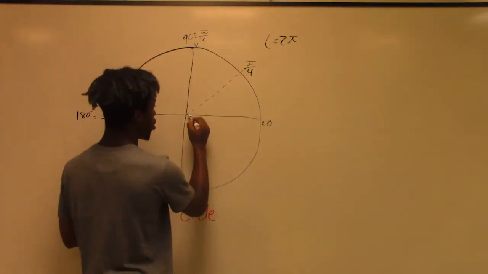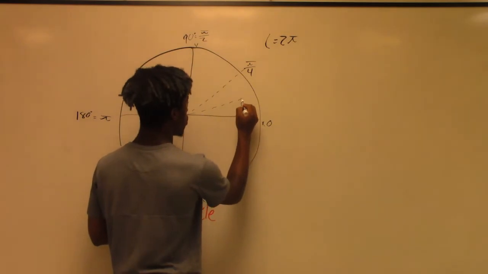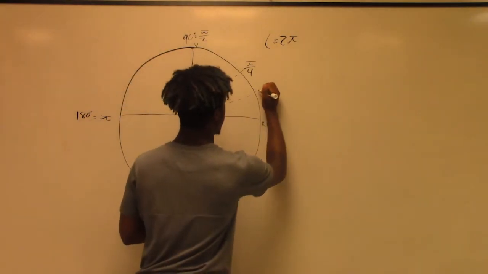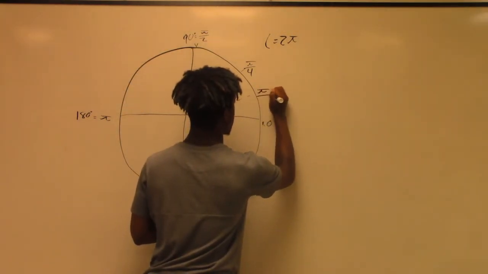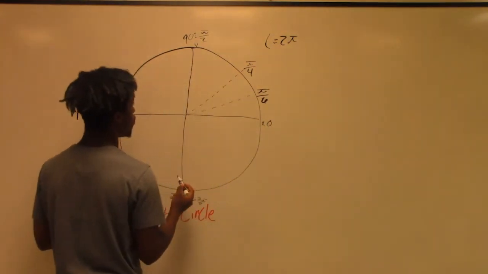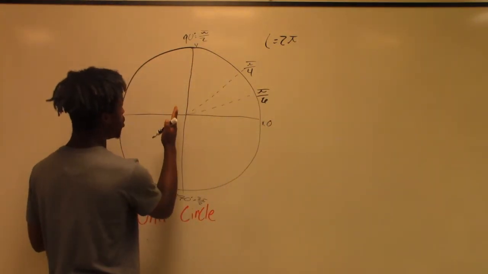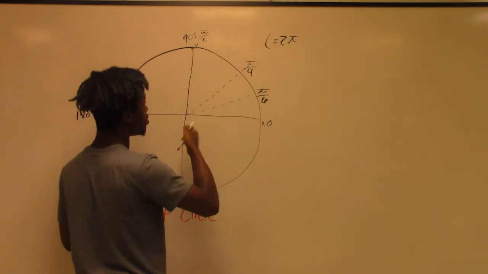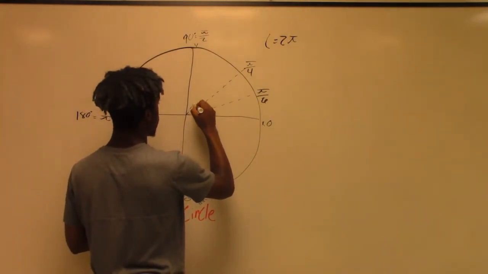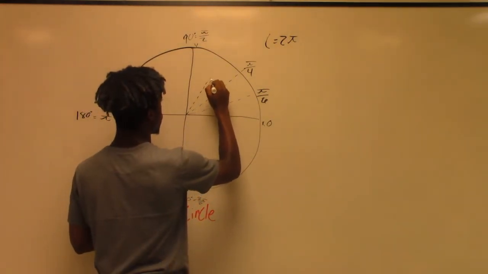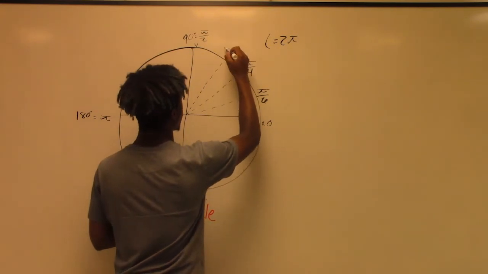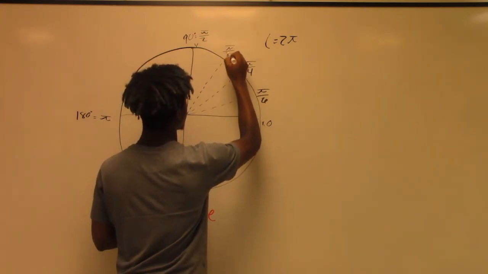At an angle smaller than that would equal pi over 6. And in between the 90 degree on the y-axis and pi over 4 would be pi over 3.